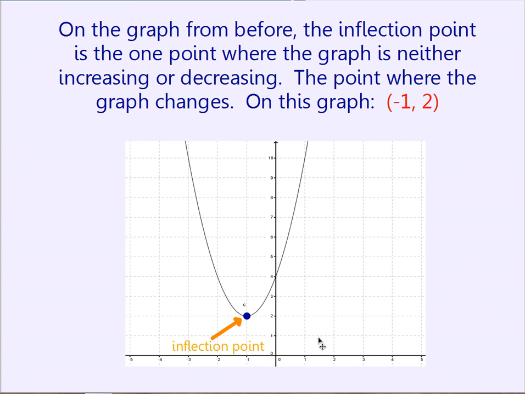What's another word for that inflection point? Yeah, that's our vertex, right? So the inflection point and the vertex on a parabola are one and the same. Just a side note, at the inflection point or vertex itself, it's neither increasing nor decreasing. So yeah, that can't be part of our interval, right? That's why we use the round brackets.